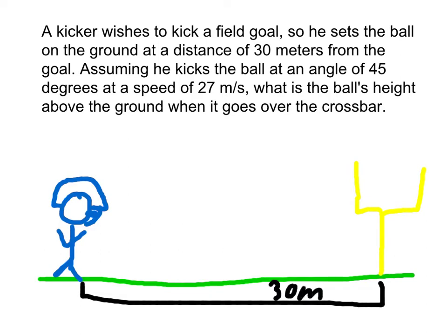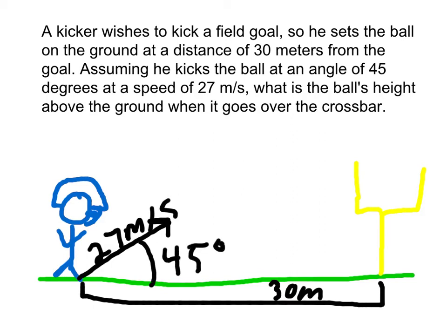30 meters. And if you're wondering what it means when it goes over the crossbar, it just means when it gets to the goal. So after the ball goes 30 meters, what is the ball's height above the ground? Okay, so he kicks the ball at 27 meters per second at an angle of 45 degrees. That's a vector, friends.